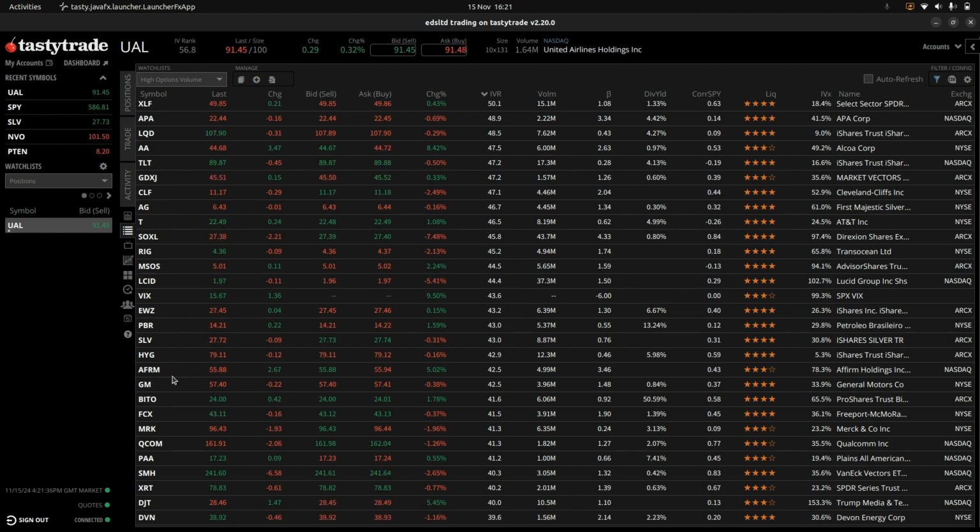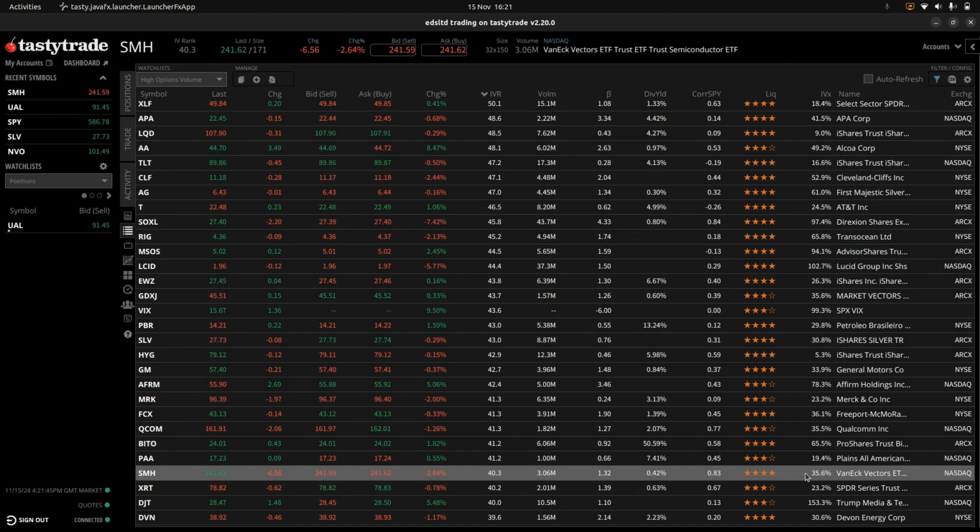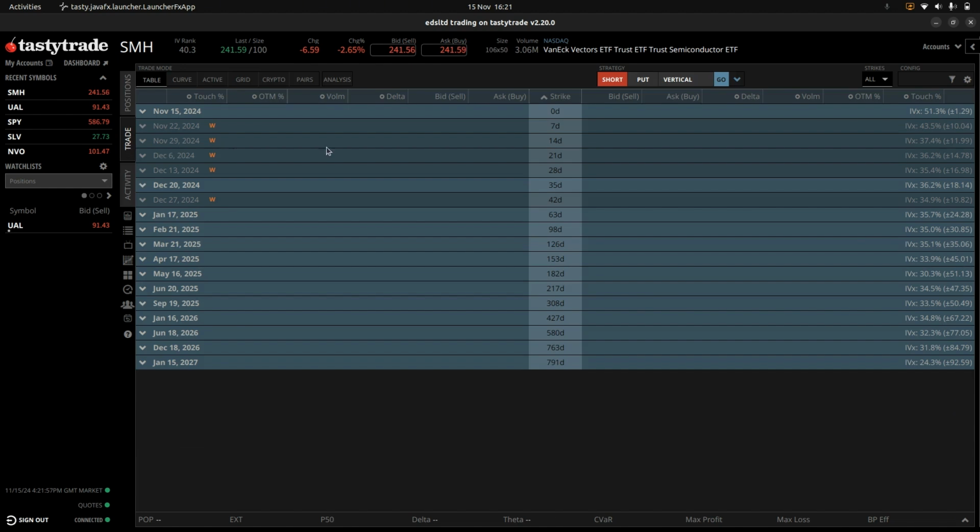I'm having a look here at SMH with an IV rank of 40.3, and it's got a fairly healthy absolute IV level of 35.6. And it's currently trading at just over $241. I think SMH, we can have a look at that. SMH is usually quite nice. It is an ETF. ETFs are nice to trade because we don't have company risk to worry about.